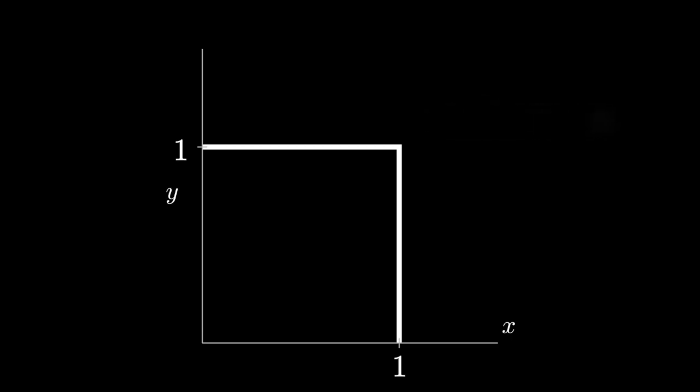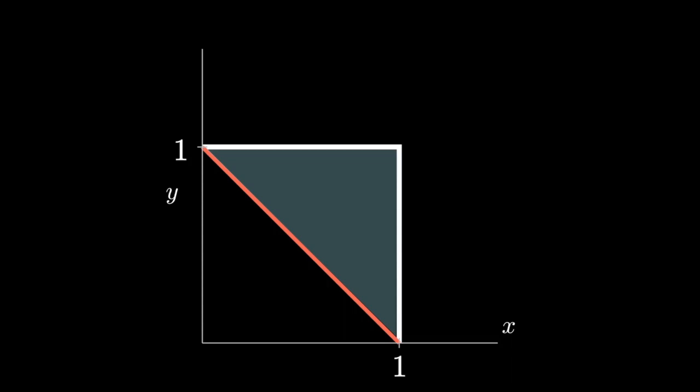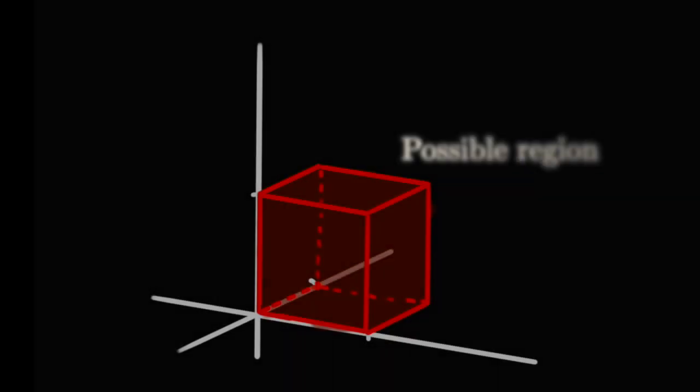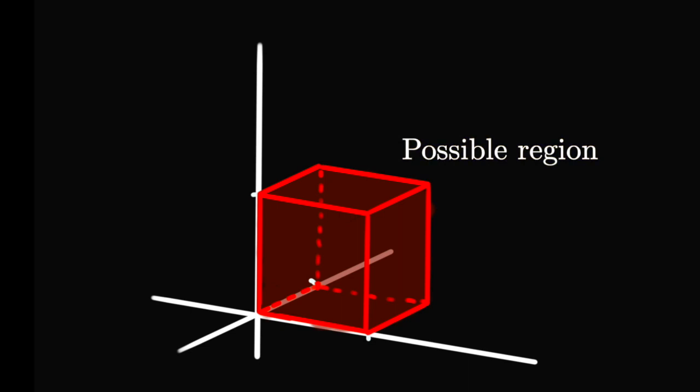However, we also need to condition on whether they add up to 1 or not, which we can do by adding the line x plus y equals 1. In this case, it's easy to see that the chance of them exceeding 1 is a half, as the line cuts this square into 2 identical triangles. Now, we can extend this to the third try. Here, the set of possible outcomes can be represented by all of the points inside this unit cube.